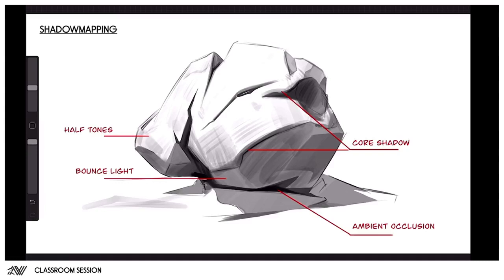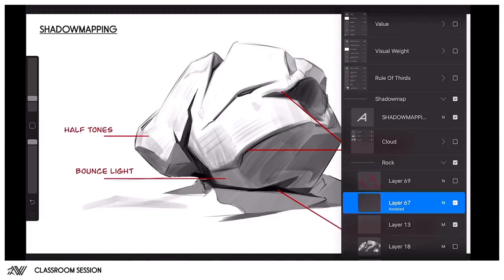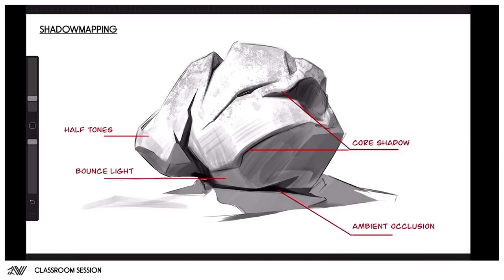The rules of light stay the same. Try to find your core shadows, try to find your shadow shape, try to find your bounce lights and your halftones. If you can do that successfully, you will almost always end up with a nice looking picture. Then it just comes to adding maybe a bit more detail, because the rock that I was looking at had some grass on top of it.